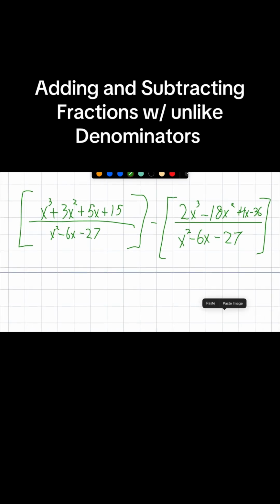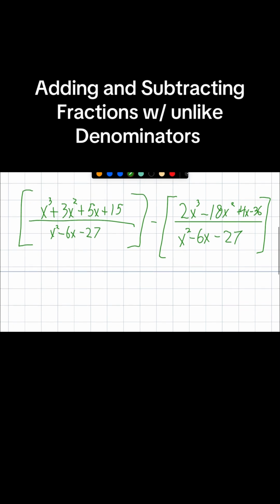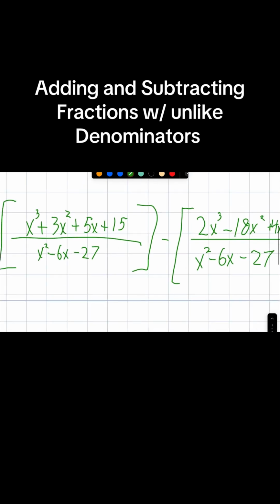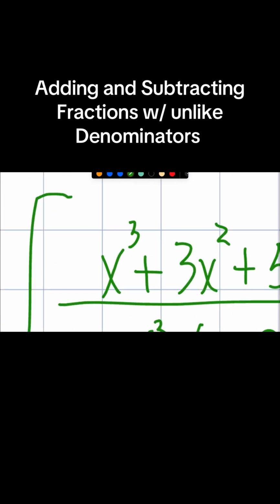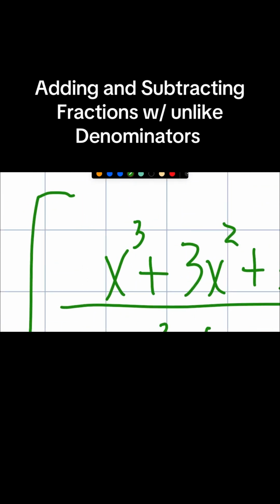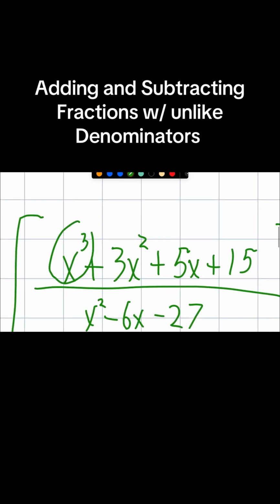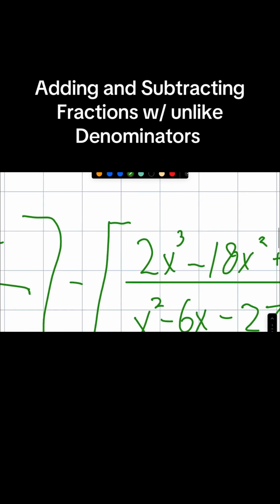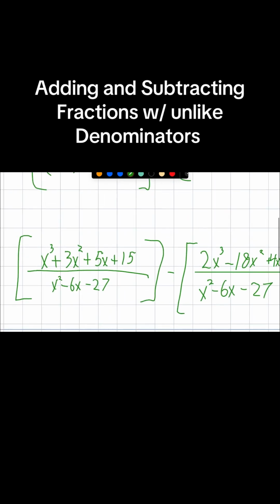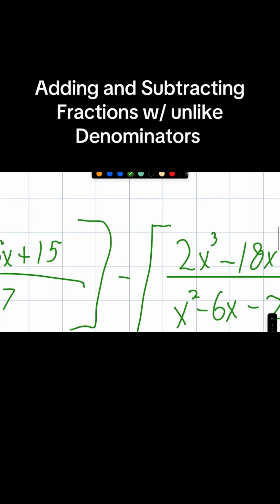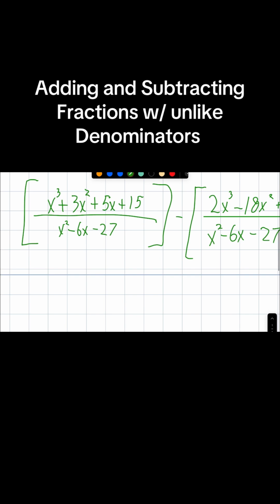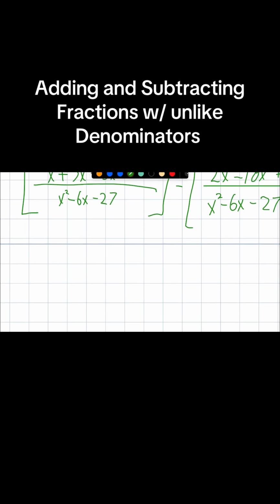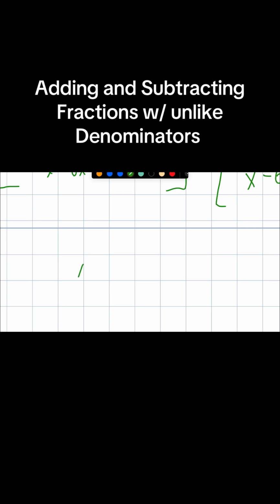And now, once we have the same denominator on both sides, we can just subtract. When you're subtracting, you're only subtracting a power of x from the same power of x. So you're only subtracting 2x cubed from x cubed, and only subtracting minus 18x squared from 3x squared. You're essentially just matching up the exponents when you're subtracting.